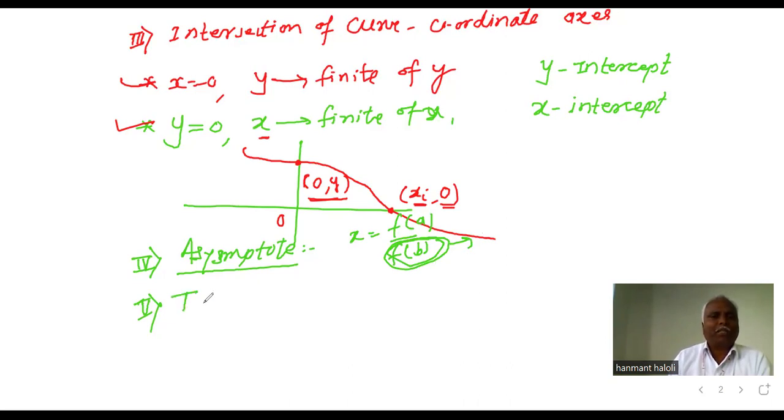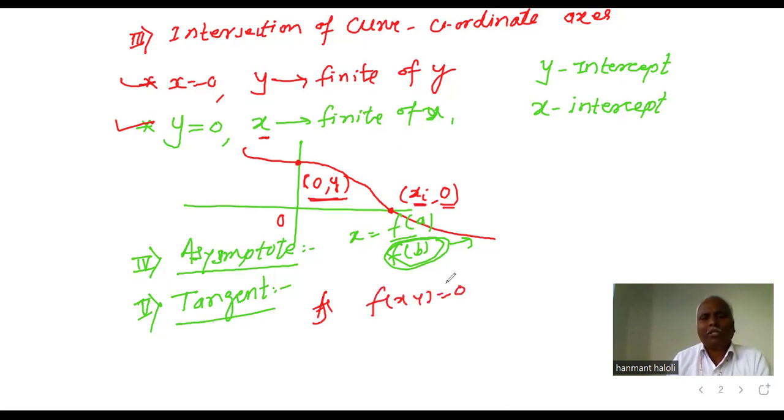The next point is tangent. Now we have the usual method of how to find the equation of a tangent. Suppose you are given the equation f(x, y) equal to 0. This is the equation given to you.